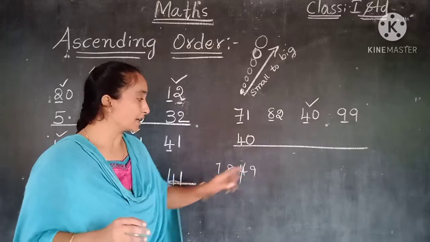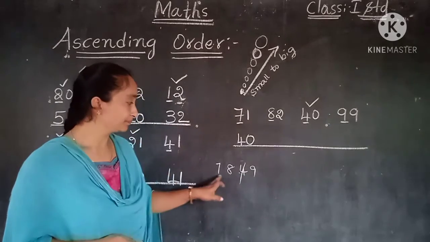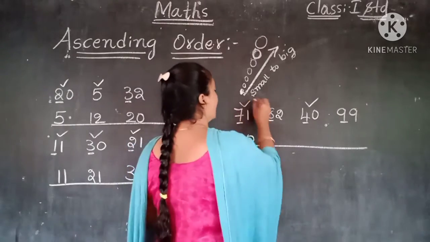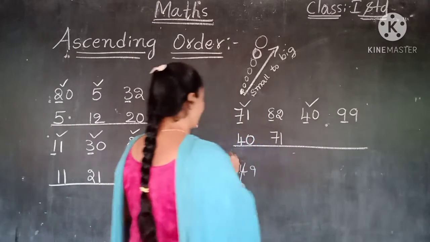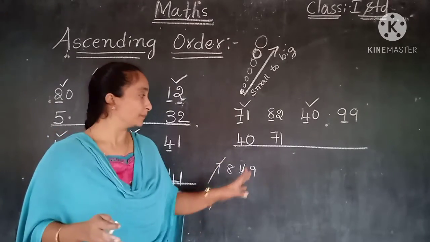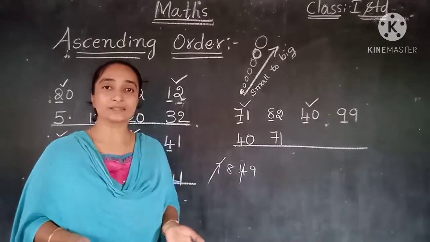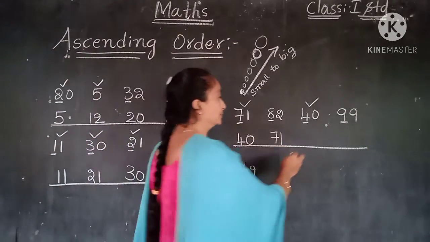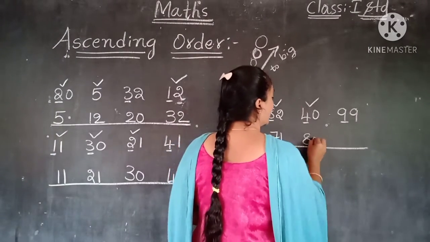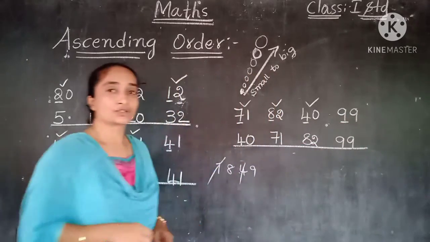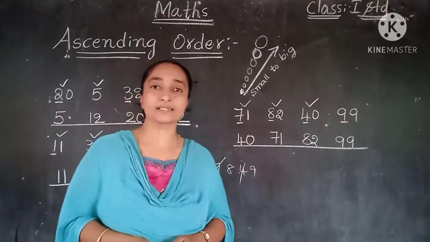Now 4 is crossed out. 7, 8, 9. Which is the small number? 7 is the small number. So 71. We can cross out 4 because it is completed. So 8 and 9. Which is the small number again? 8 means 82. So here we can write 82. And the last one that is there, 99. So here we have completed the ascending order.